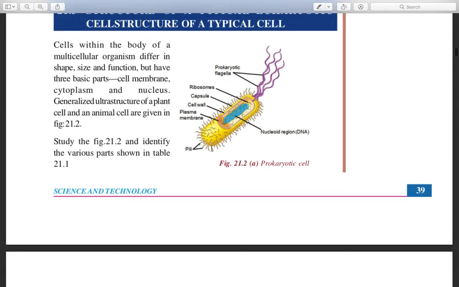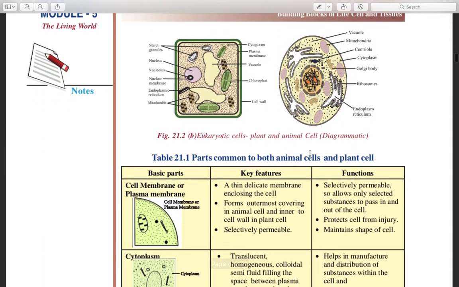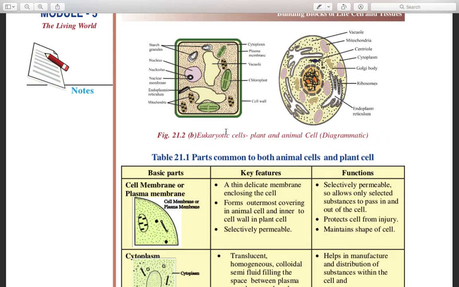Here you can see it's a prokaryotic cell. Here there is a prokaryotic flagellum. It helps in the movement of the cell. Ribosomes, capsule, cell wall, plasma membrane. Cell wall will be there, and then the plasma membrane. Pili is there. Pili are used in absorbing nutrients. This is the nuclear region, DNA. There is no proper nucleus in the prokaryotic cell, so the place where DNA is present is called the nucleoid region.